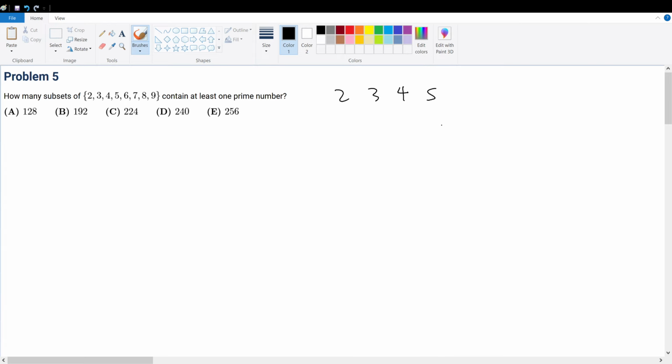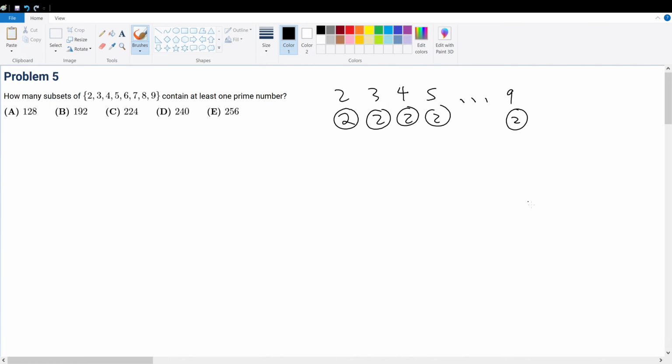Well, let's consider the examples of 2, 3, 4, and 5. 2 can either exist or not exist within a given set. So there's two possibilities for 2. The same goes for 3, the same goes for 4, the same goes for 5, and so on, all the way until 9. We have two possibilities for them existing.